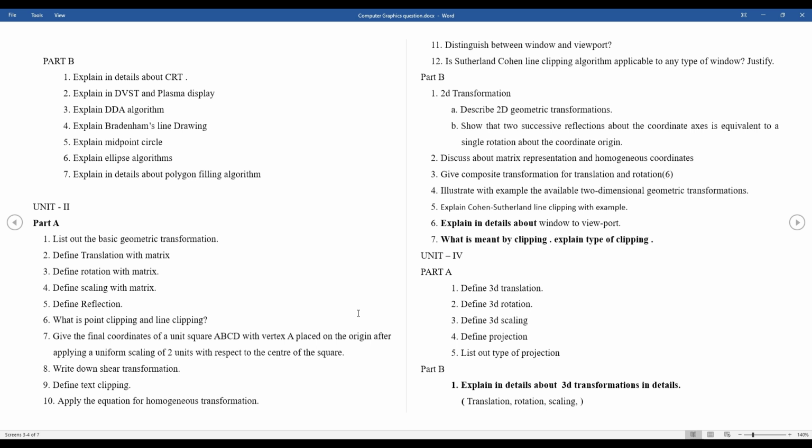In Unit 1, you can try to get at most 10 marks from this unit. Unit 2 is 2D transformation and 2D viewing. You may expect two or more questions from it.